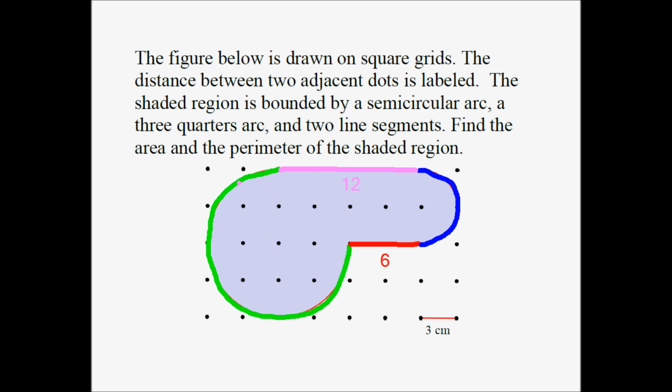Now, we need to find the length of the green arc, which is 75% or 3/4 of the whole circle. The entire circle would have been 2 pi r. Note, the radius is 6 in this case. So, if this is 6, to find the green part, I don't need these green lines because they're not a part of the perimeter of the shape. I only care about this green arc.